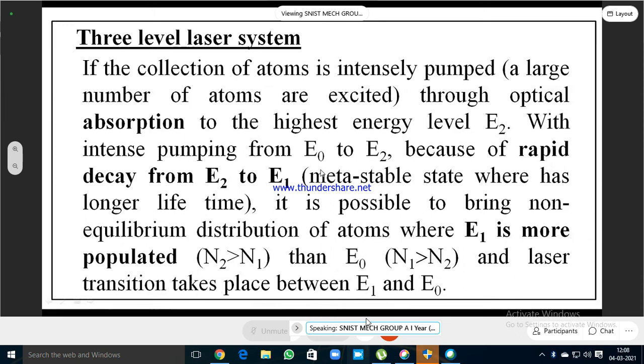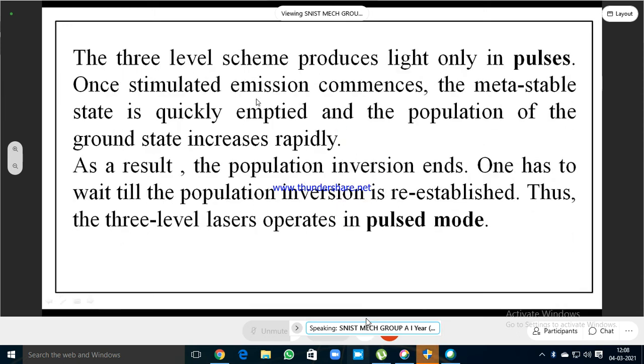Okay, and two more points. The three-level scheme produces light only in pulses. That means pulsed radiation comes. In the laboratory, you may have seen a continuous laser, where the laser is continuously coming. And there is a pulsed laser also. Pulsed means it is like one pulse, there is a gap, again one pulse, there is a gap, like that.